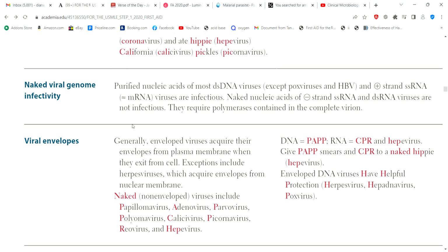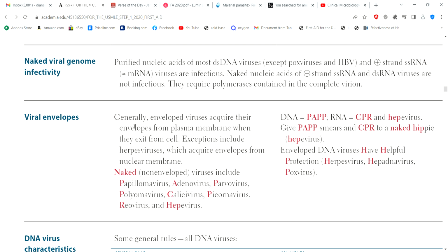Naked viral genome infectivity: purified nucleic acids of most double-stranded DNA viruses, except for poxvirus and hepatitis B virus, and the positive strand of single-strand RNA viruses are infectious. Naked nucleic acids of negative strand, single-stranded RNA, and double-stranded RNA viruses are not infectious. They require polymerase containing the complete virus.